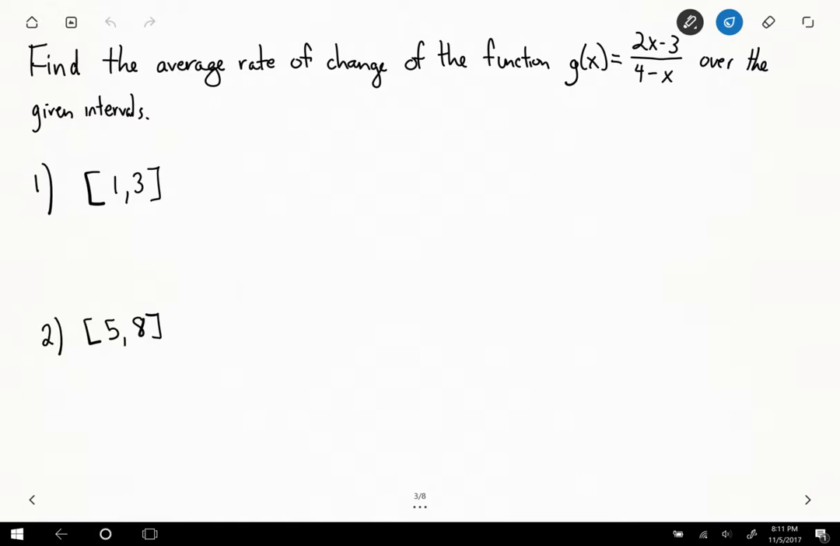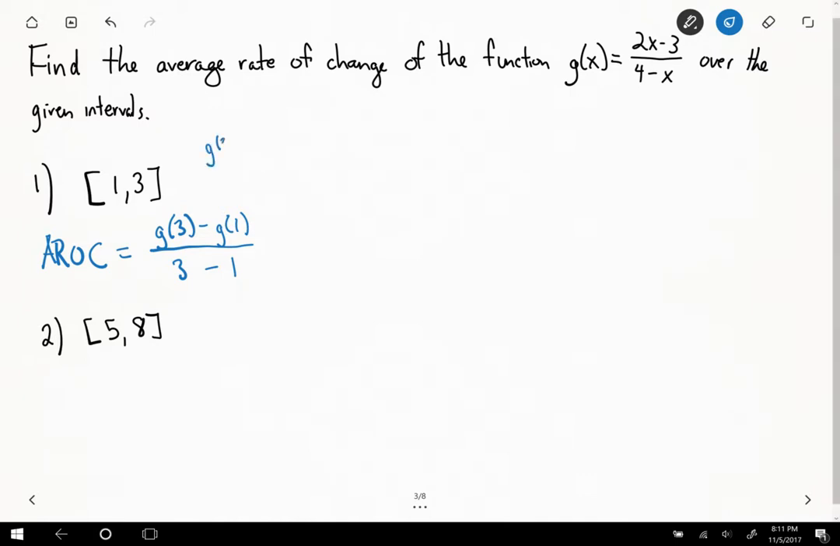So we got a new function here, so we need an average rate of change. In this case, we'll do g of 3 minus g of 1, all over 3 minus 1. Okay, that's the average rate of change because that's the interval. And however you prefer, I'll do one of the last two methods to start.